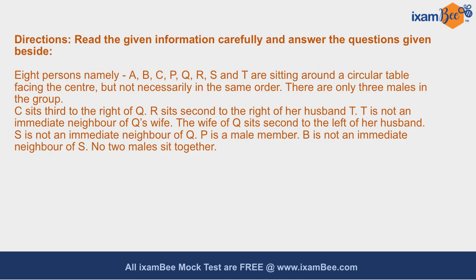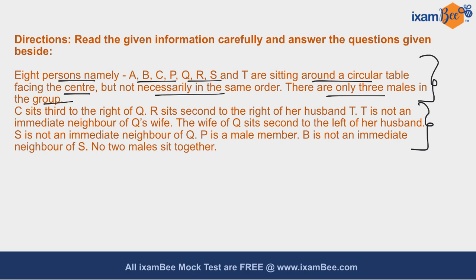Let us solve the next question. So it is given to you that 8 persons, namely A, B, C, P, Q, R, S and T are sitting around a circular table facing the center but not necessarily in the same order. There are only 3 males in the group, so you have to remember this particular information. You have to read these directions also in order to find the correct arrangement. So let us comprehend these directions one by one.